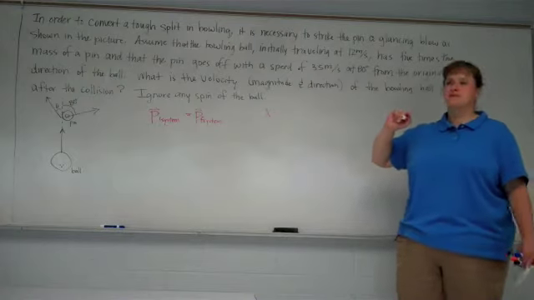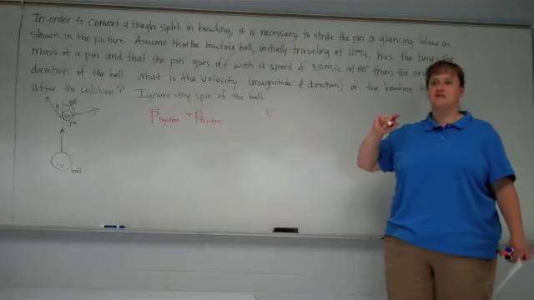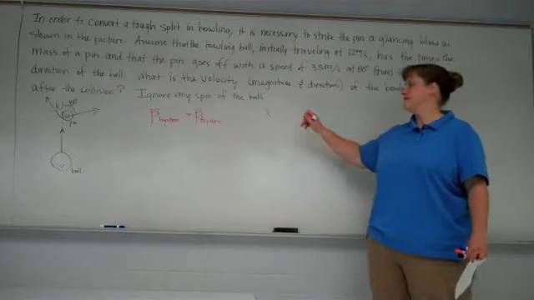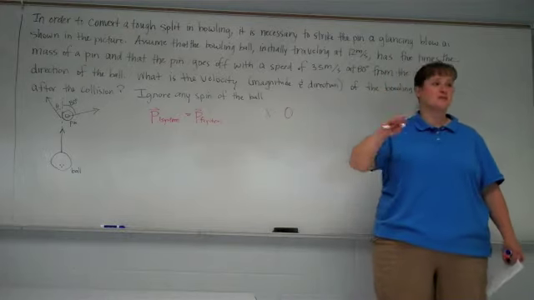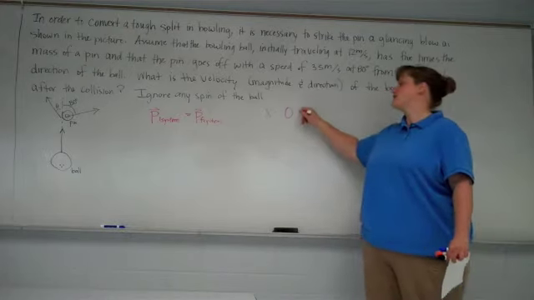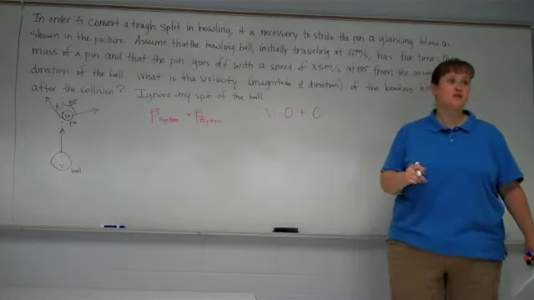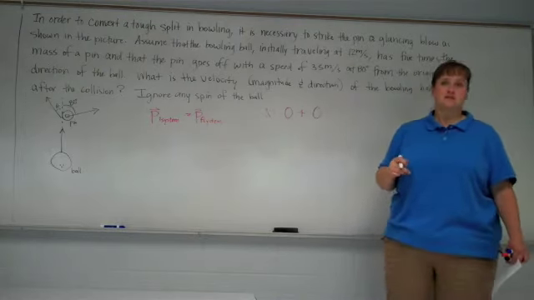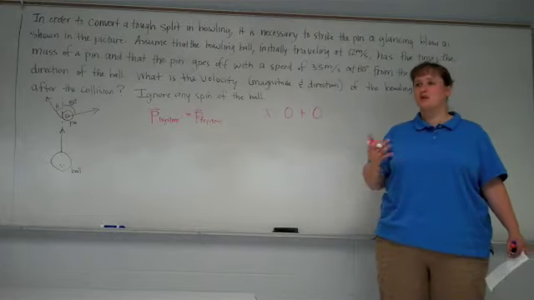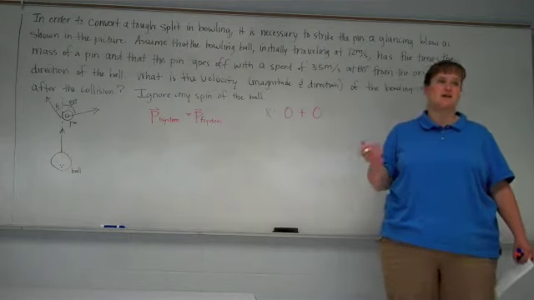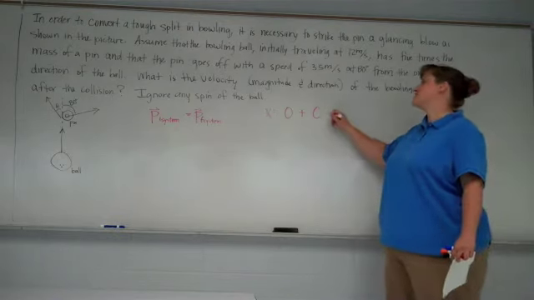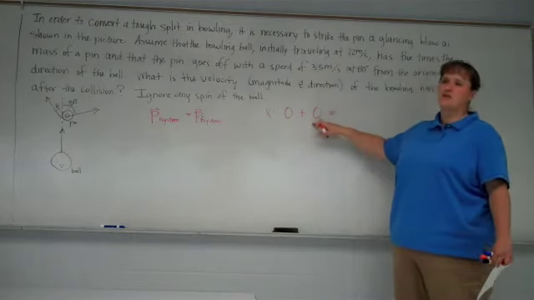How much momentum does the ball have in the x direction initially? 0, because it's not moving horizontally. What about the pin? Also 0, because it's not moving initially. The pin is stationary at the end of the bowling alley waiting for the ball to hit it. The whole reason the pin moves is because the ball hit it. So initially in the x direction we have a total momentum of 0.